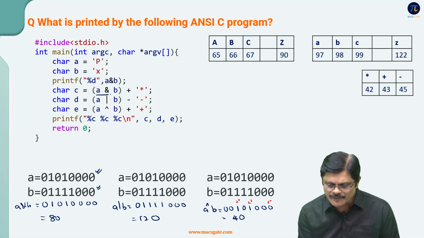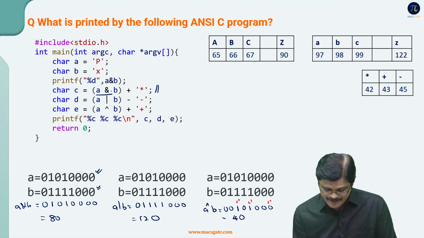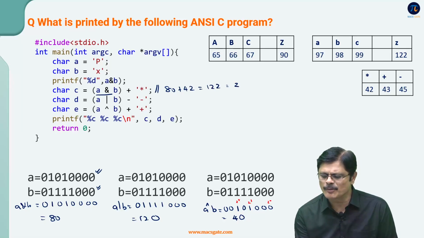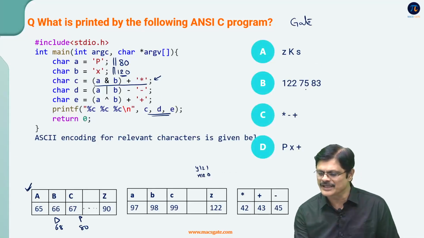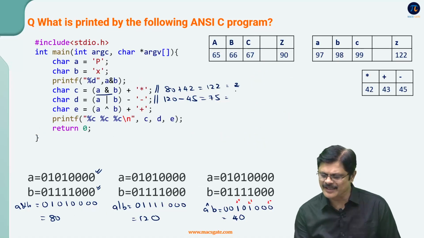So here if you observe, C is the bitwise AND operation between A and B, which is nothing but 80, plus the ASCII value of star, which is 42, which gives 122, which is small z. Now what about this, A or B is 120, minus the ASCII value of minus, which is 45, which is nothing but 75. So 75 is, I think, K. I just remember the value; you can find it out because you can start from A, B, C, D, like that you can identify. Okay, it should be capital K.